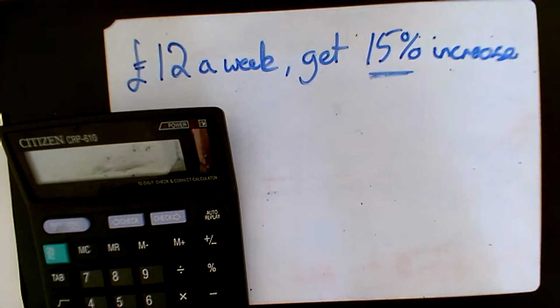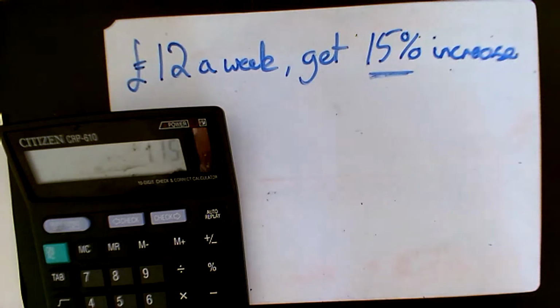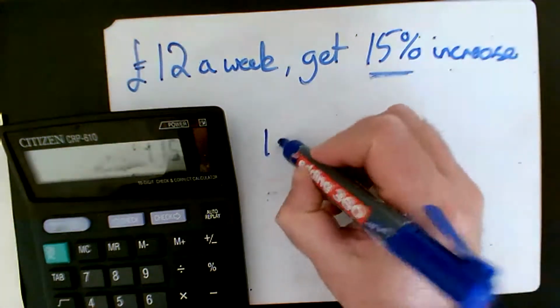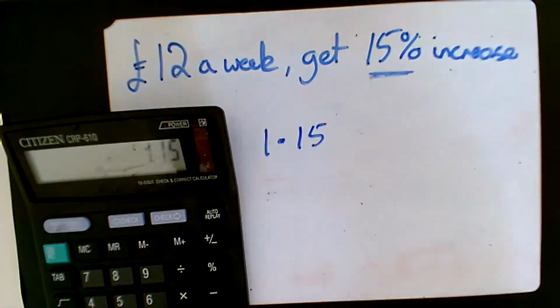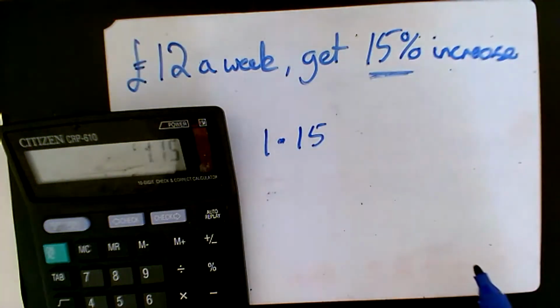So I'm dividing that by 100. And then 1.15, and that is now my multiplier. Okay, that is my multiplier.